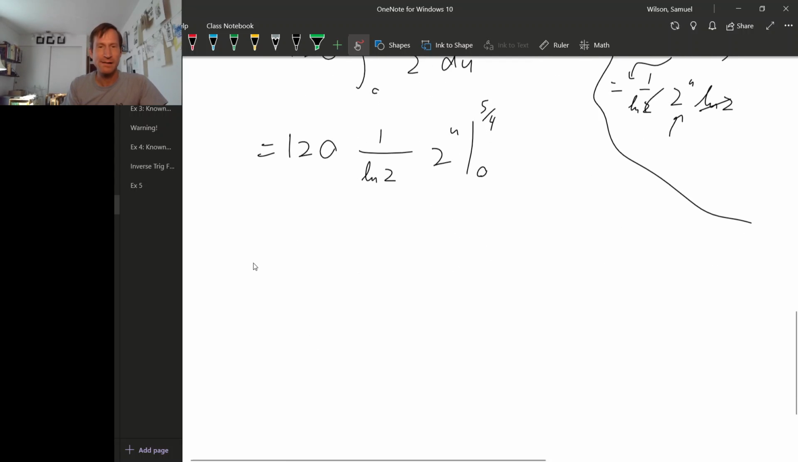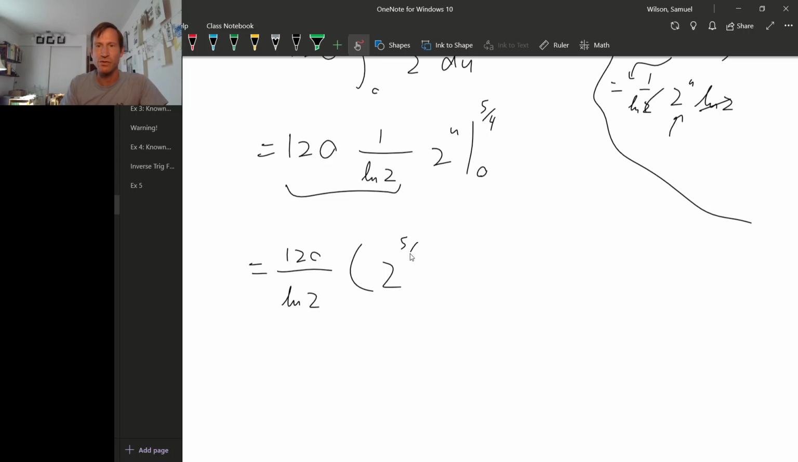All right. So let's see, gathering up these constants, we get 120 over natural log 2. And then we have to plug in these bounds. So we get 2 to the 5 over 4 minus 2 to the 0, which is 1. And then if we were actually interested in this number, we could dump it into a calculator to get a decimal approximation.